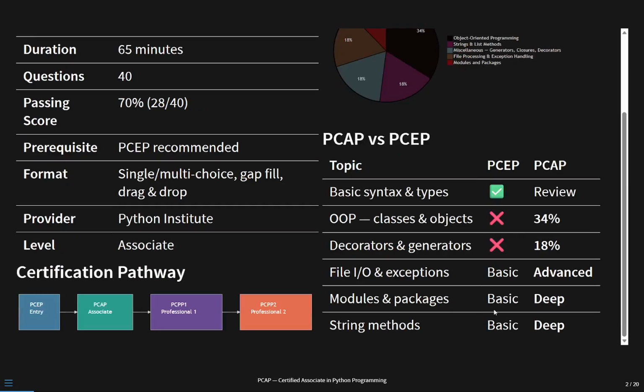The comparison table shows exactly what's new versus PCEP. The PCEP covered basic syntax and types. Modules and file I/O appeared in PCEP, but only at a basic level. The PCAP goes deep. Everything in the OOP, decorators, and generators columns is new territory that the PCEP never touched. You need all of it.